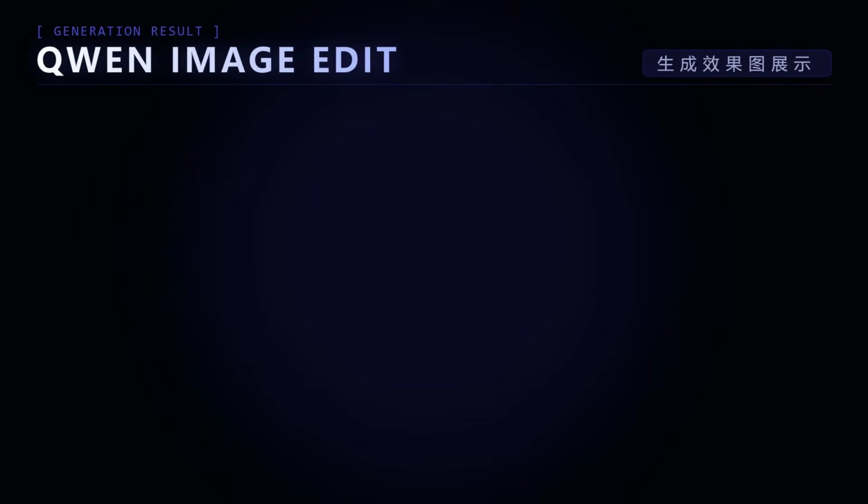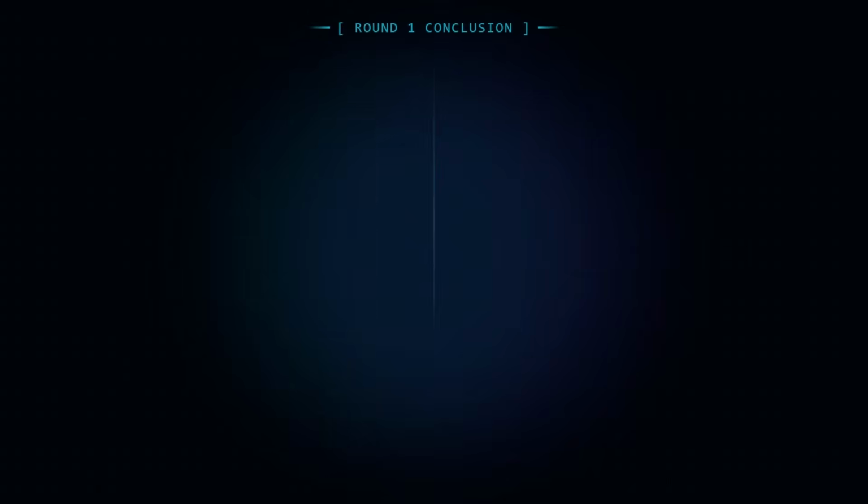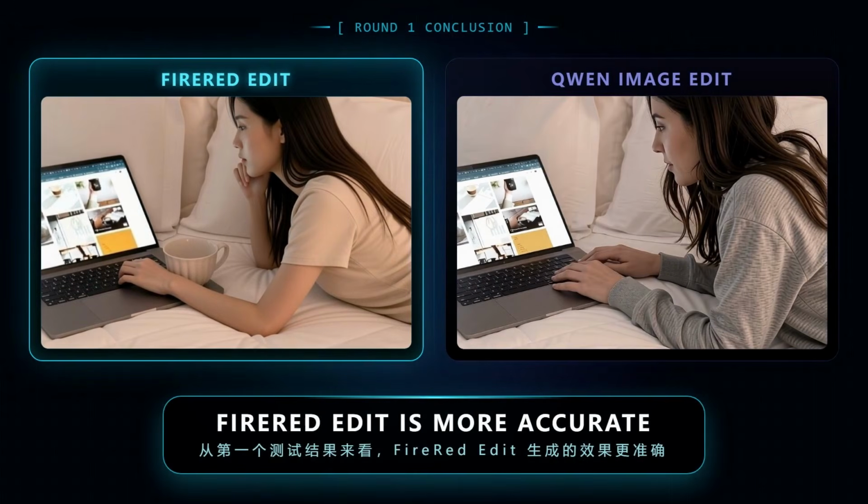Now let's look at Qwen Image Edit's result. The biggest issue here is that the cup completely disappeared. Also, the character it generated leans more towards a hyper-realistic texture. Based on this first test, Rededit's result is definitely more accurate.